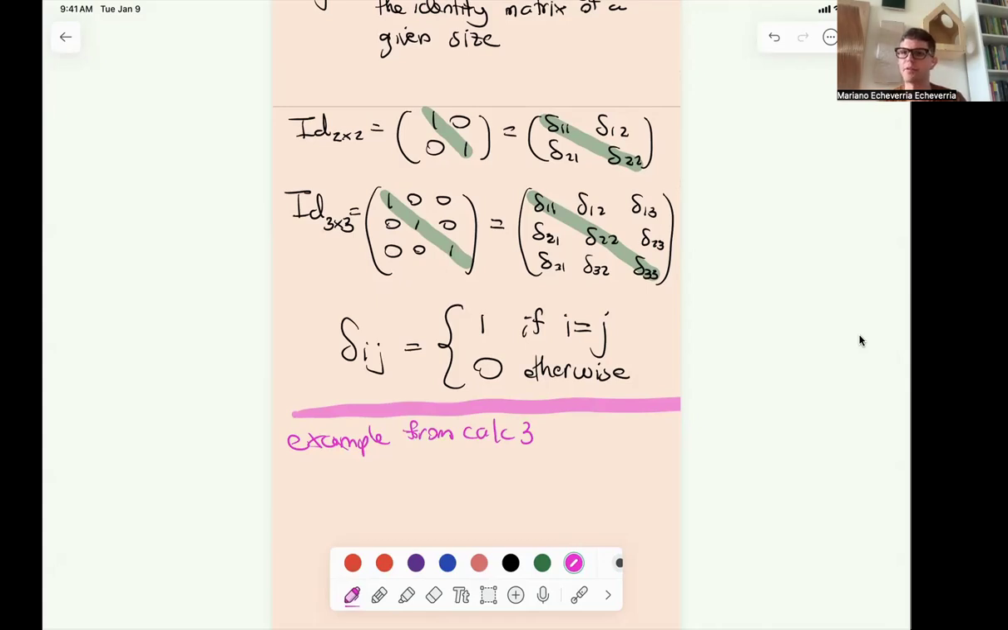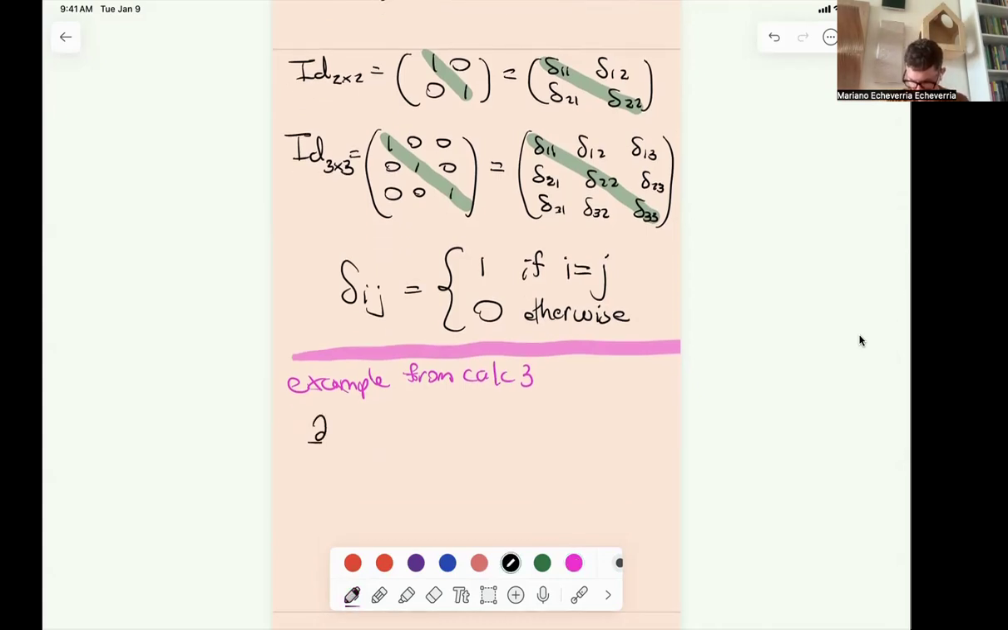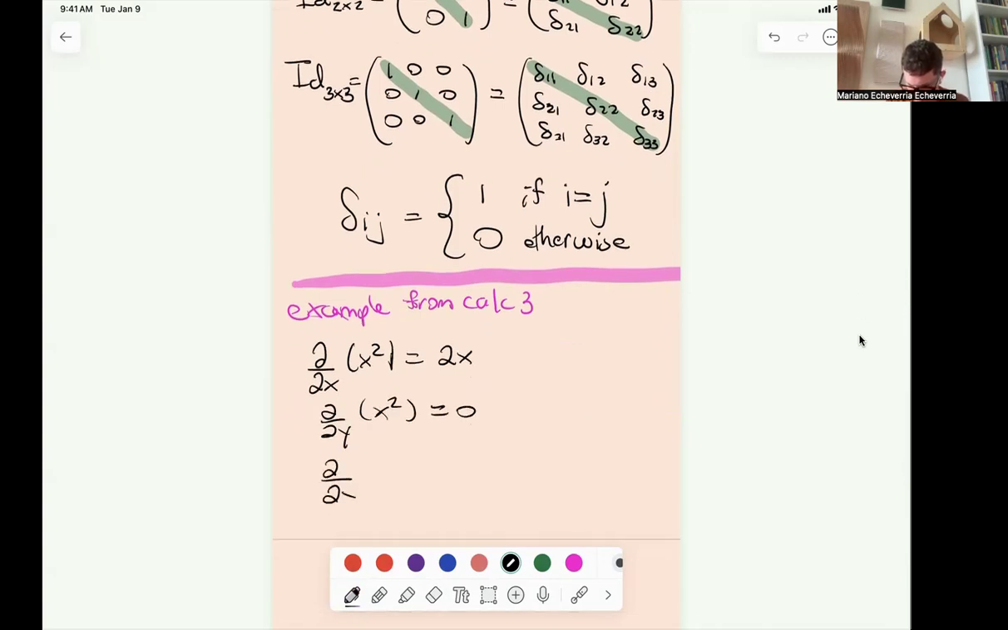You probably remember partial derivatives, right? For example, what is the partial derivative of x squared with respect to x? That's just 2x, right? But what is the partial derivative of x squared with respect to y? That's 0, right? And with respect to z? That would be 0, assuming you're working in R3 so that there are only three coordinates. That's how the partial derivatives would work out.